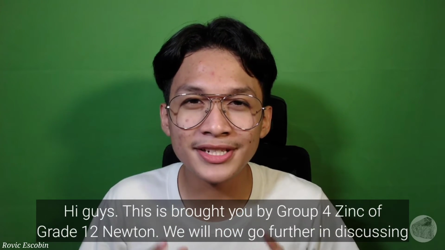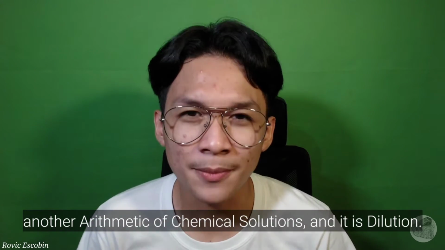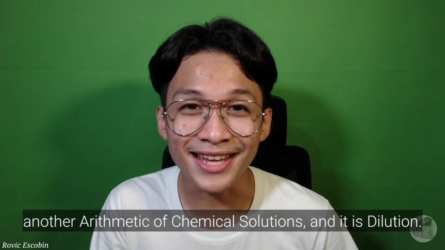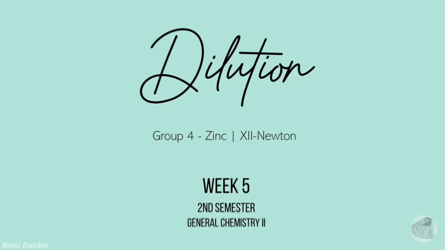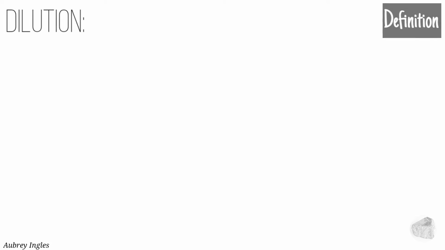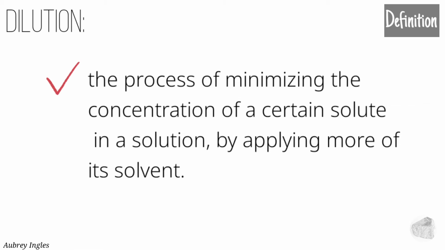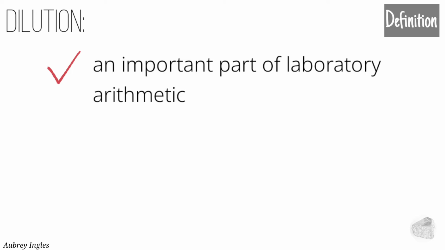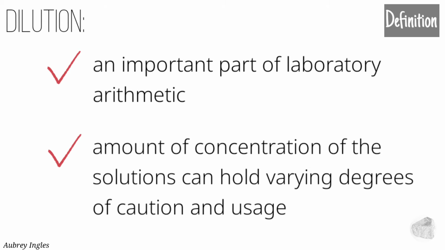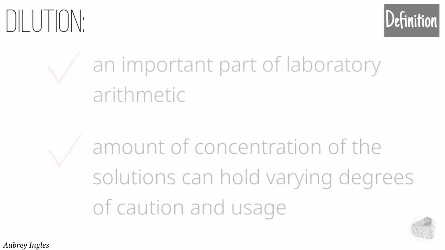We'll now go on further on discussing another arithmetic of chemical solutions, and it is dilution. Dilution is basically the process of minimizing the concentration of a certain solute in a solution by adding more of its solvent. This is an important part of laboratory arithmetic since the concentration of the solutions can hold varying degrees of caution and usage.